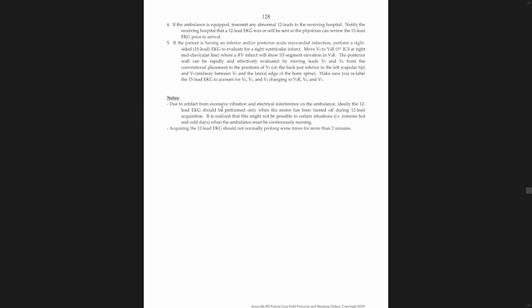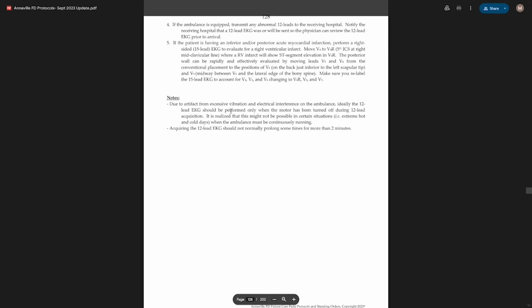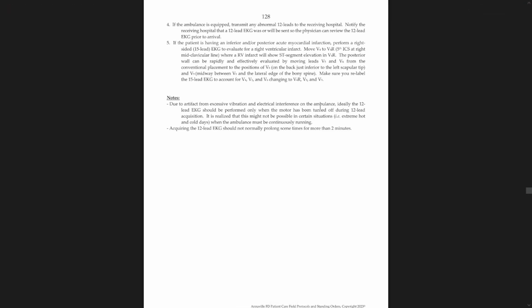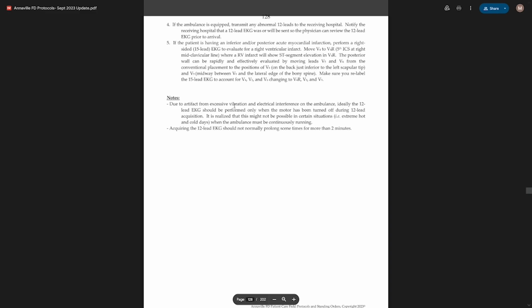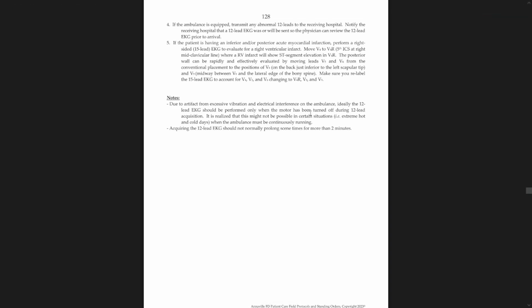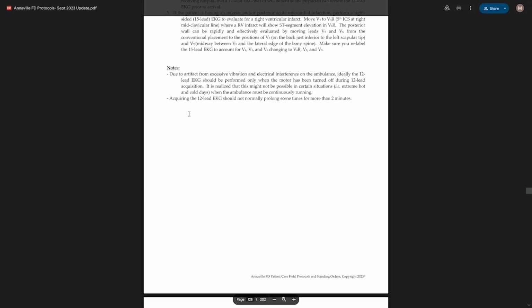Due to artifact from excessive vibration and electrical interference on the ambulance, ideally the 12-lead EKG should be performed only when the motor has been turned off during the 12-lead acquisition. It is realized that this might not be possible in certain situations, i.e. extreme hot and cold days, when the ambulance must be continuously running. Acquiring the 12-lead EKG should not normally prolong scene times more than an extra 2 minutes.